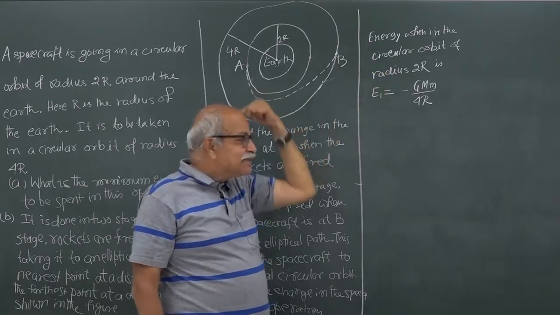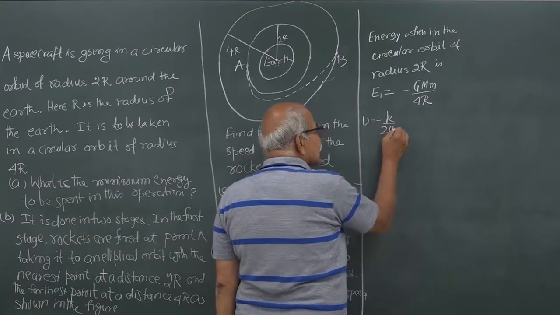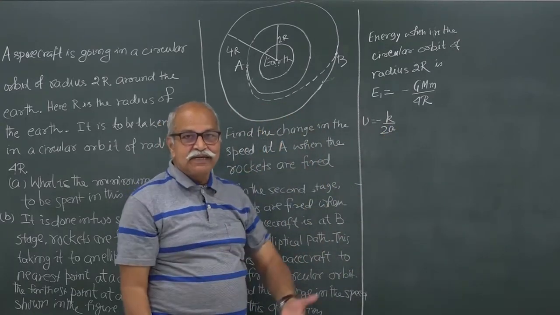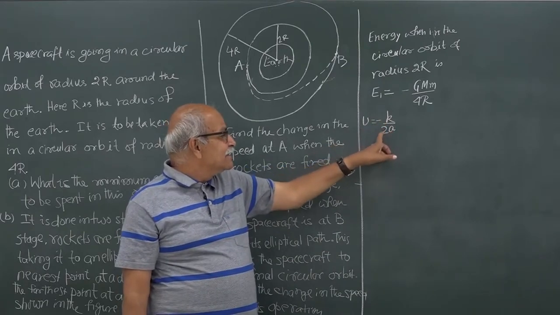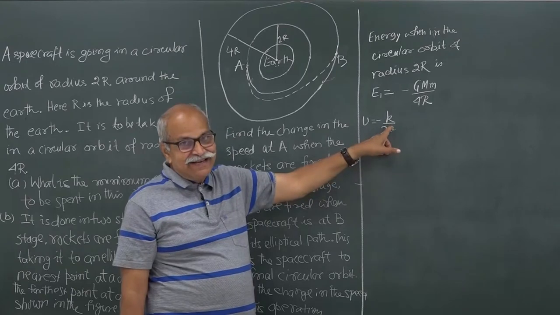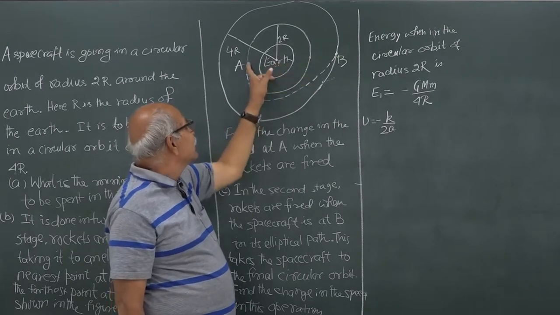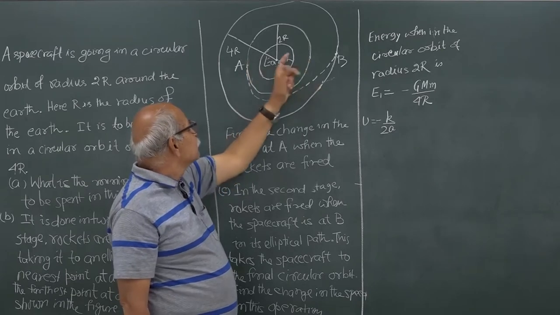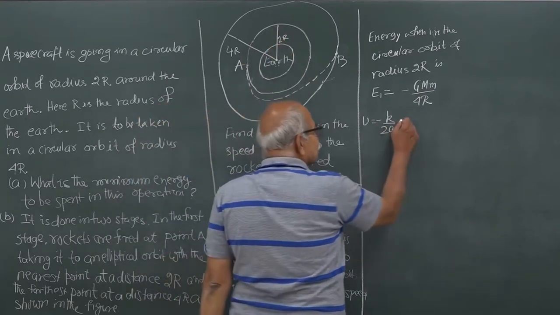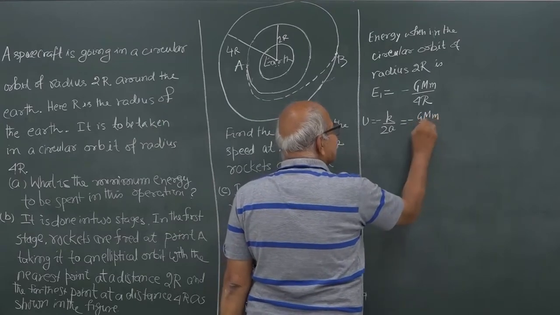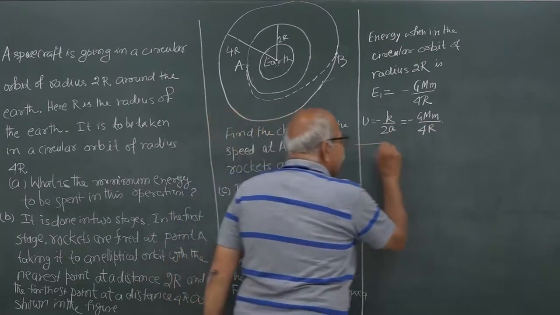There was a simple procedure, and that is, if you remember, the energy is minus k by 2a for any elliptical orbit under inverse square attractive force. The energy is minus k divided by 2a, where 2a is the major axis and a is the semi-major axis. So if you have a circular orbit, then the major axis and minor axis are the same, and that is 2 times the radius, so 4r, and k is of course GMm, so it is minus GMm divided by 4r.